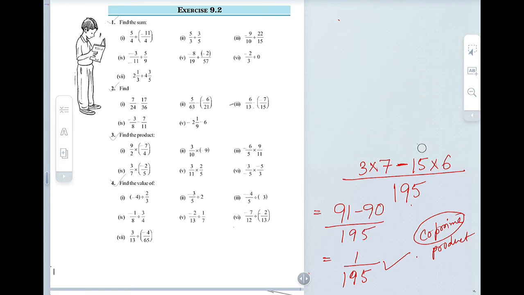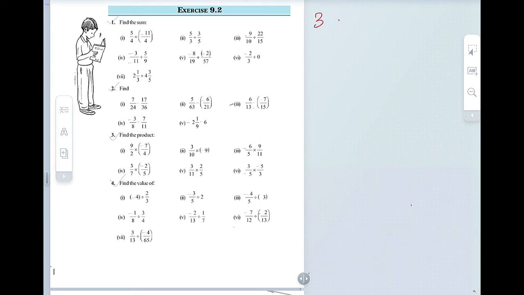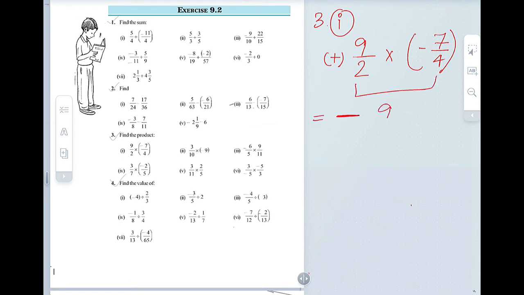Okay. Let us come to question number 3. In question number 3, the first sum, it is given 9 by 2 into minus 7 by 4. Now, keep it very clear in front of you. Here you are getting a plus sign, here you are getting a minus sign. So, these two plus and minus signs will always bring a minus sign. Then these two numbers will be multiplied, 9 by 2 and 7 by 4.